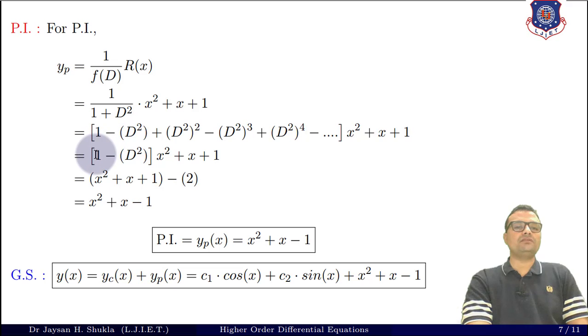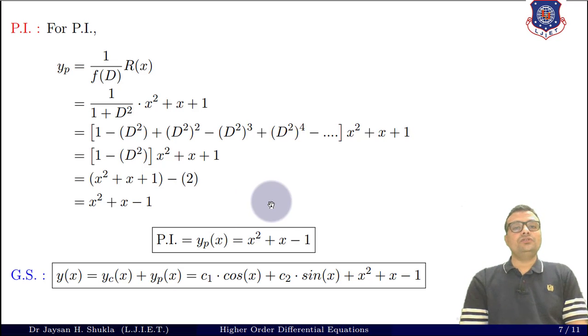So I am taking 1 minus D square only, and then I am multiplying this whole polynomial with 1 and this whole polynomial with D square. So it gives me x square plus x plus 1. Then I am taking the derivative of this, so it will give me 2x plus 1. Then again the second derivative, as it is D square, gives me minus 2. Now simplifying this will give me x square plus x minus 1, and this is nothing but your particular integral.